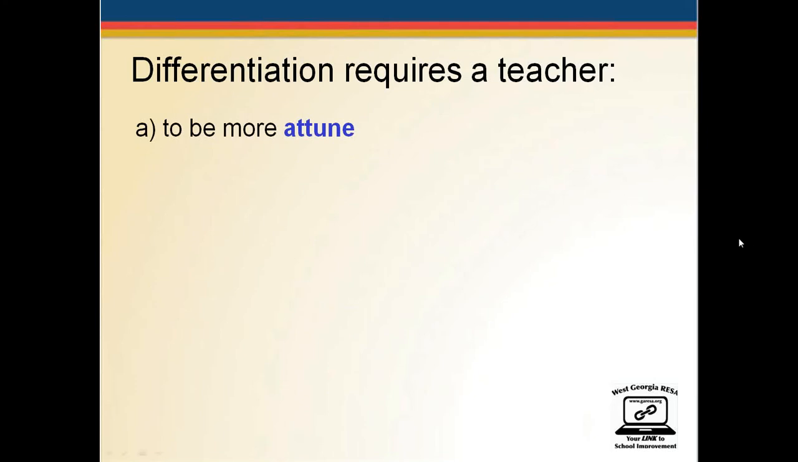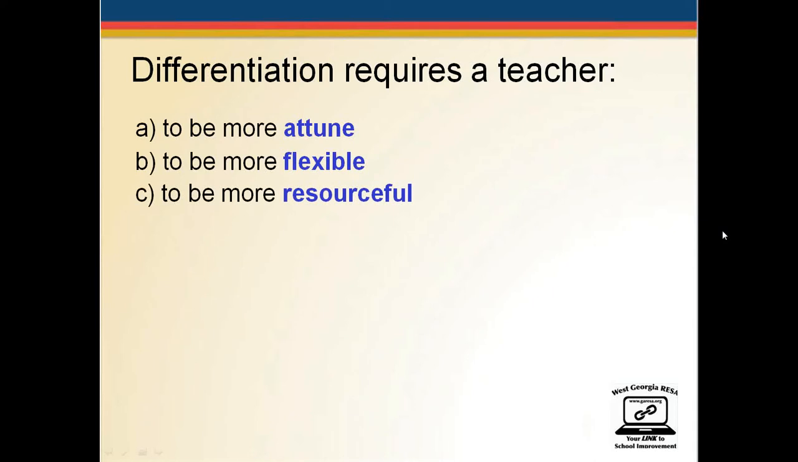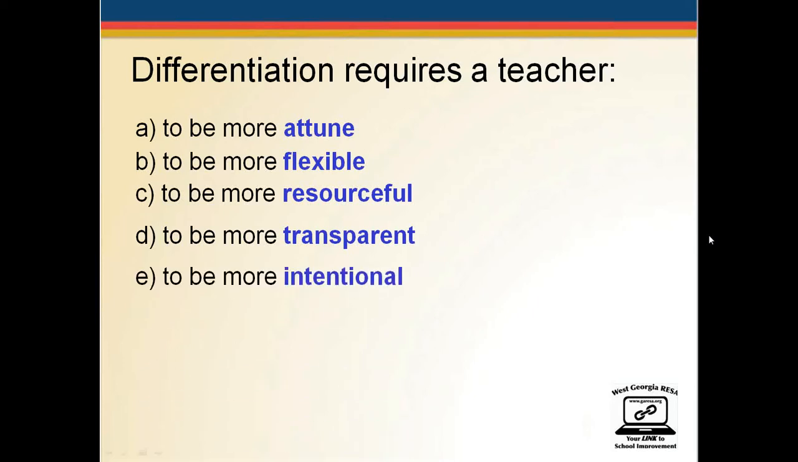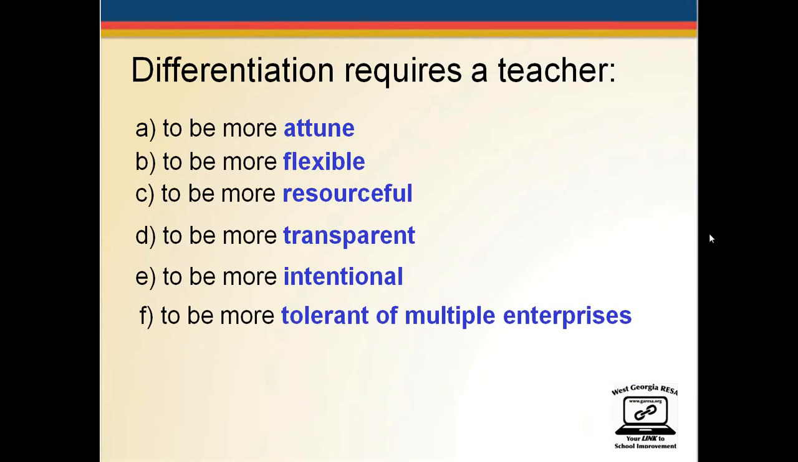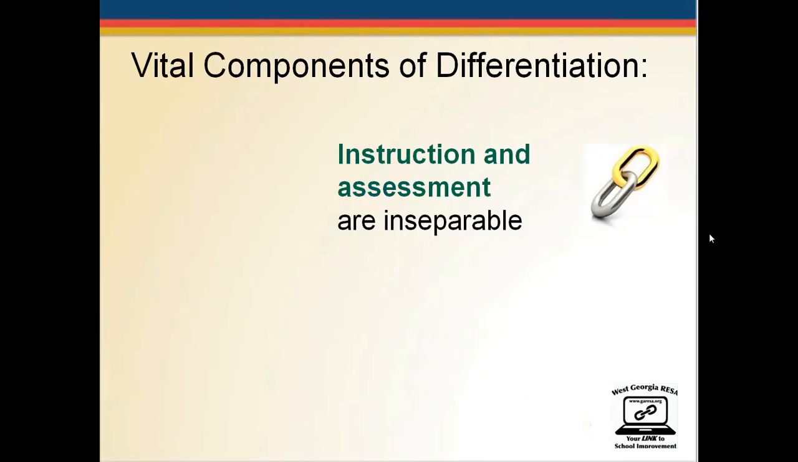Well, if you're going to implement differentiation more frequently, more effectively, more thoughtfully, you have to be more in tune with your students. You have to listen. You have to be more flexible. Listening, watching, being flexible, having more resources at your disposal, being more transparent about what you're doing and why you're doing it. The students are going to notice differentiation is increasing, and they're going to ask questions about it. And they're going to want answers from you that assure them that they are an important part of the classroom. And it requires us to be more intentional and more tolerant of multiple enterprises going on at once.